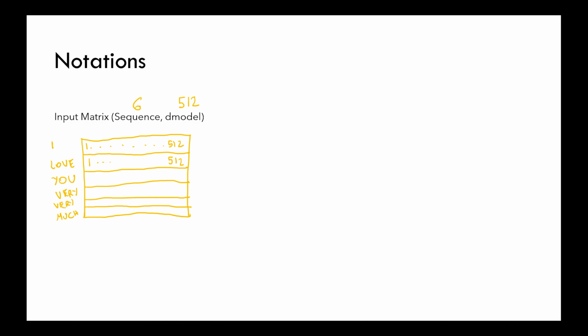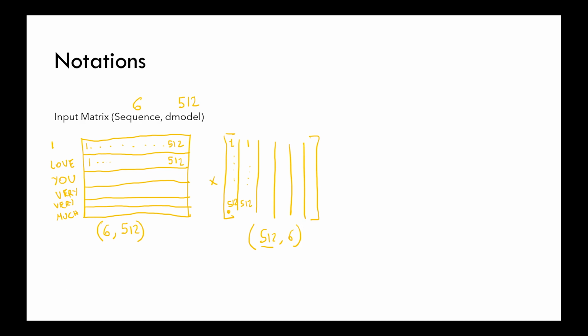The next thing I want you to be familiar with is matrix multiplication. So this matrix is 6 by 512. If we multiply this by another matrix, let's say the transpose of this one, so it's a matrix where we have vectors that are 512 dimensions long, and we have 6 of them. If we do this matrix multiplication, 512 by 6, the inner dimensions cancel out, and we get another matrix that is 6 by 6.